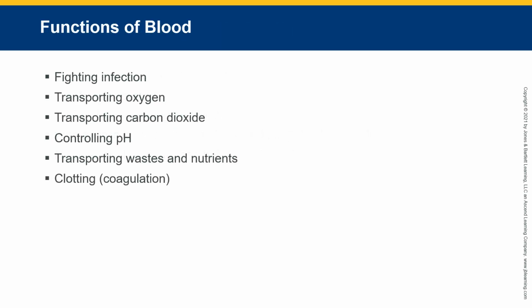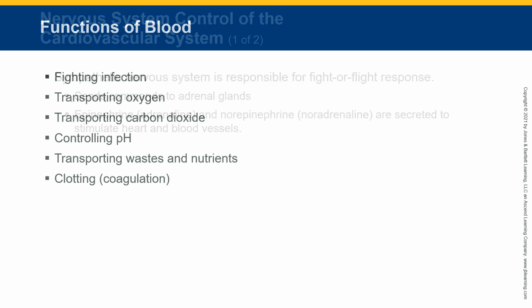Your functions of your blood. Fighting infection, transporting oxygen, transporting carbon dioxide, controlling your pH, transporting waste and nutrients, and clotting or coagulation. Your blood does a lot for you.